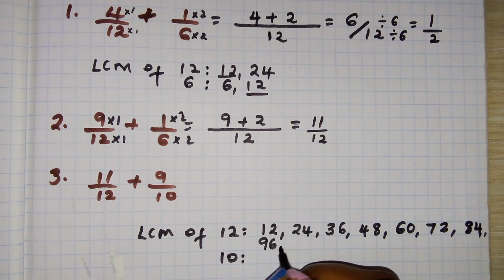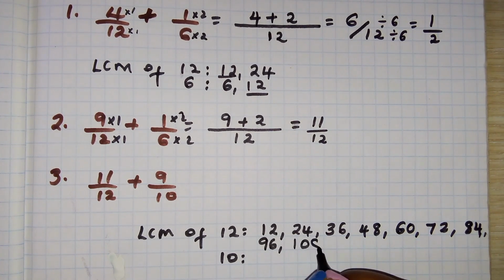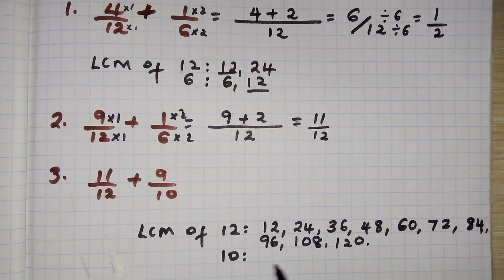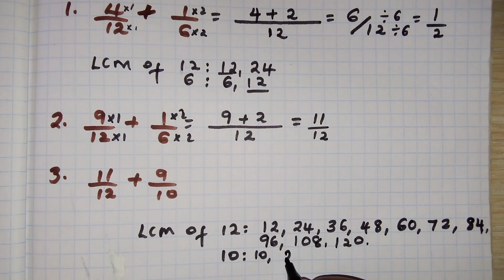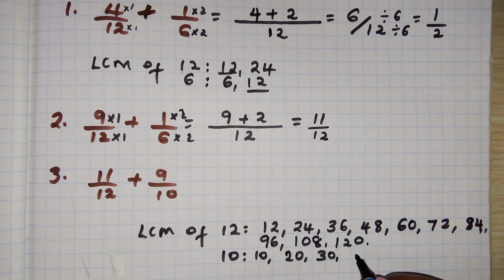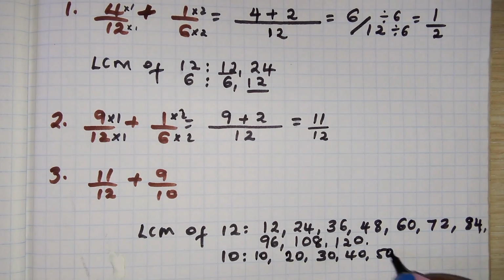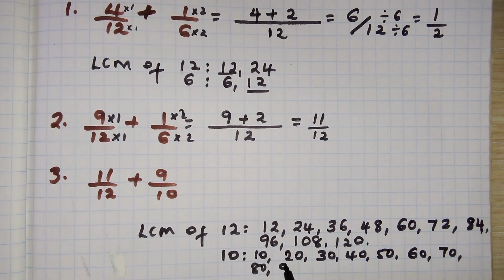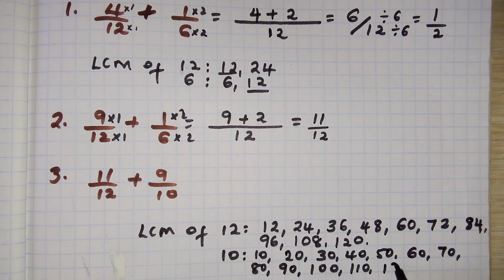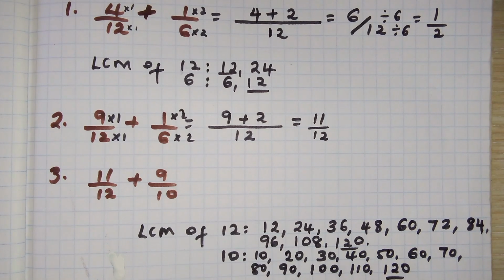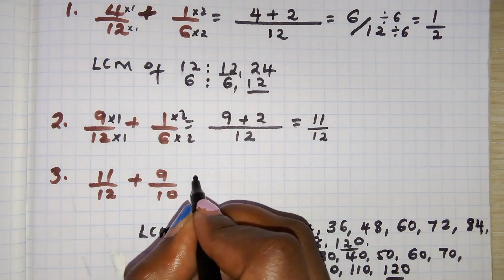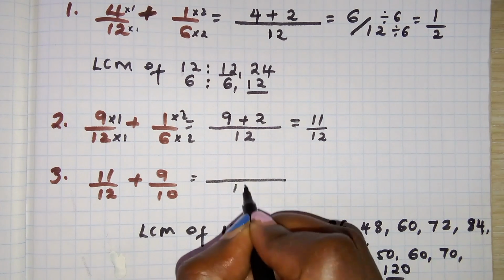plus 12, 96, plus 12, that is 108, and plus 12, 120. Let's count in tens. So 10, 20, 30, 40, 50, 60, 70, 80, 90, 100, 110, and 120. So the LCM of 10 and 12 is 120. So equals to all over 120.